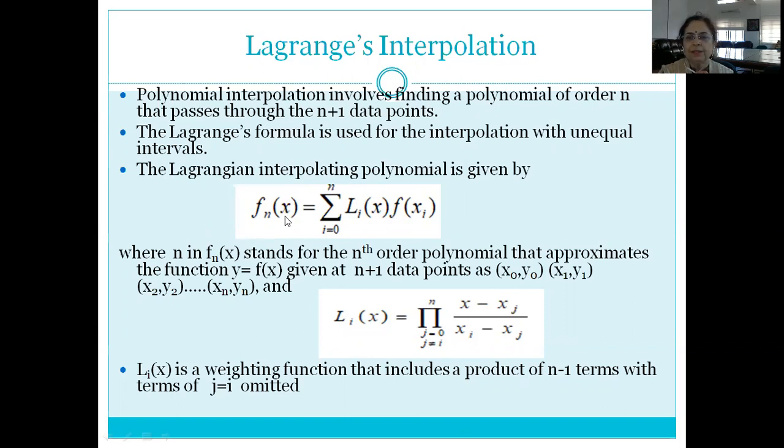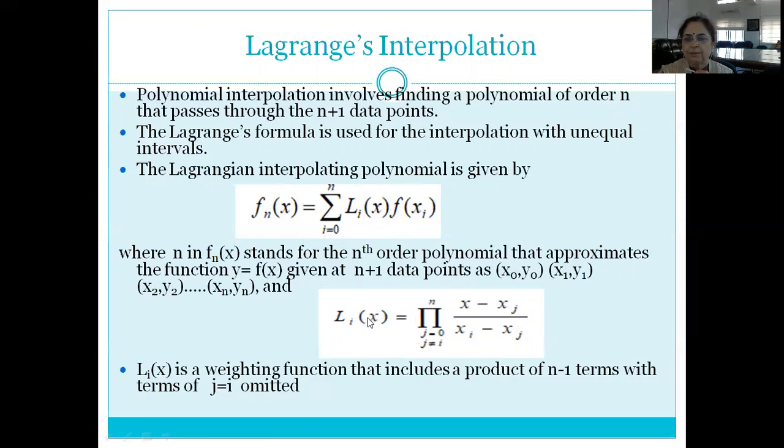The function which we are fixing can be found by calculating the summation of Li of x multiplied by f of xi. This f of xi, the function value, is available in the given data table, whereas the constant Li of x needs to be evaluated. This is called Lagrange's constant. It is calculated for all data points from i equal to 0 to n, which are n plus 1 data points.